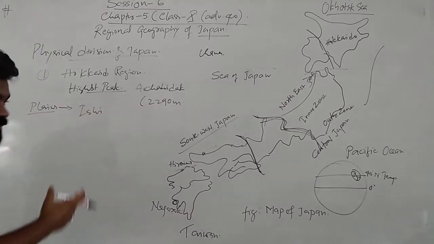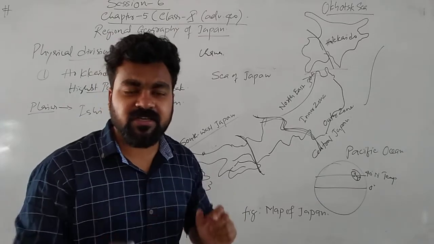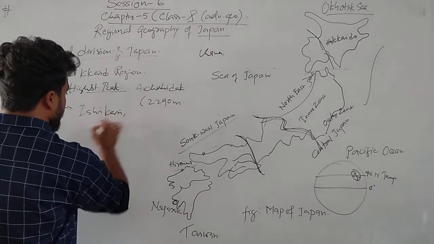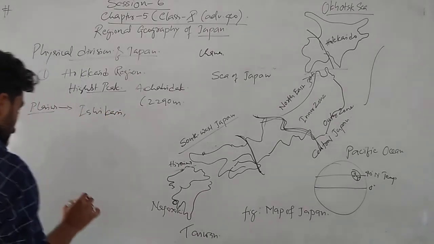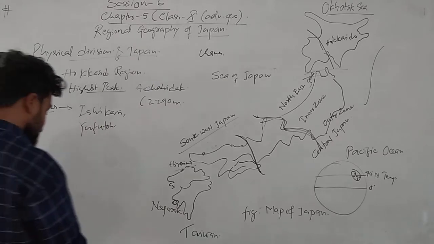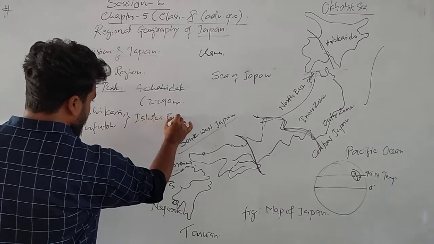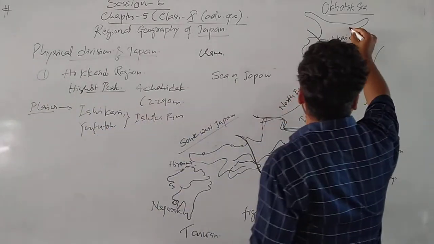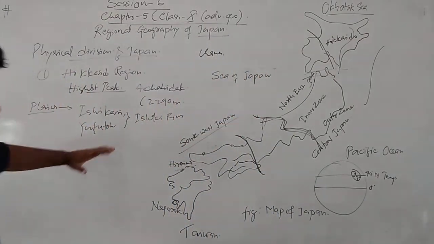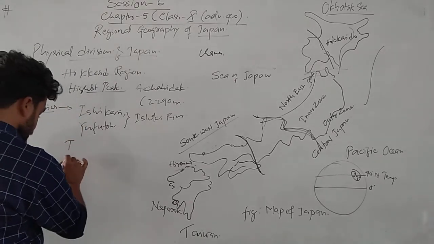The names are difficult to pronounce because they are Japanese. The Japanese language is like Chu Chang Ching, so it is very difficult for us because we are Indians and we speak Hindi. But Ishikari is the plain. Then the Ifuto plain is there. The Ishikari plain is formed by the Isaki river. The name of the river is Isaki, and that river forms the Ishikari plain. The Ifuto plain is there, and another plain is Tushukari.